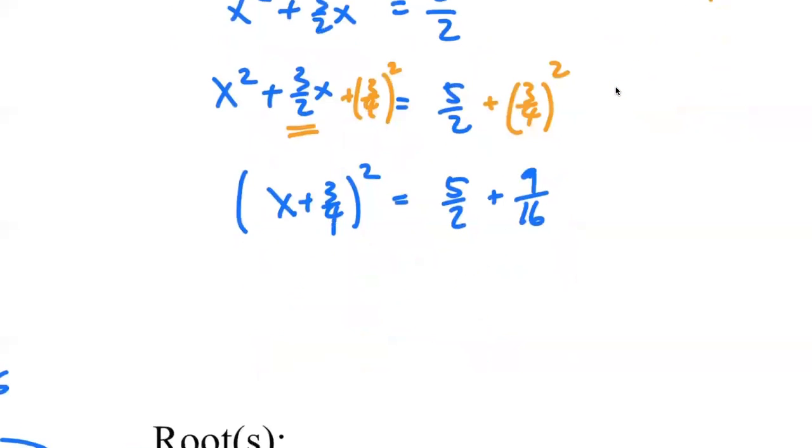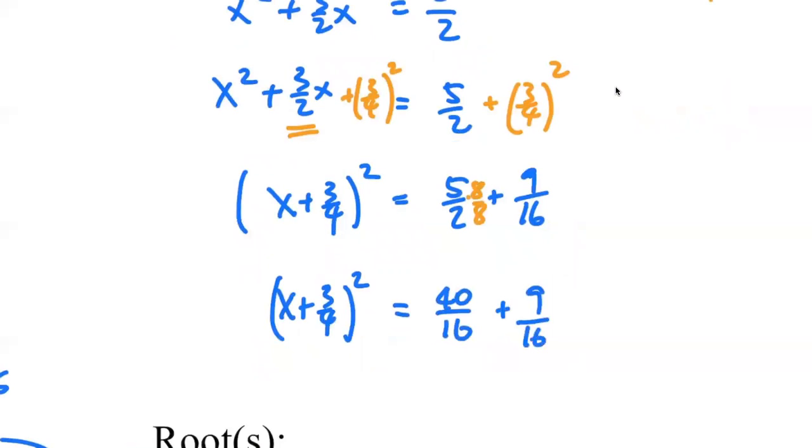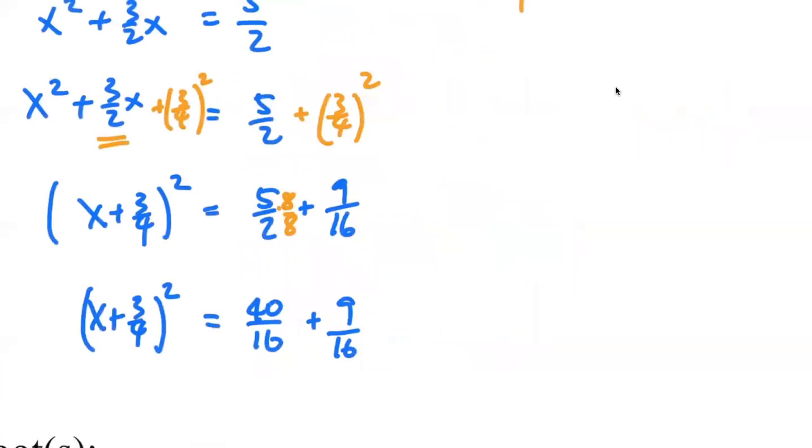And when we add fractions, we have to have a common denominator. And how do we have a common denominator? Well, we're going to multiply 8 on both numerator and denominator for the 5/2. So you've got 40/16 plus 9/16. And I'm going to need a little bit more space. So there you go. So you have 49/16.